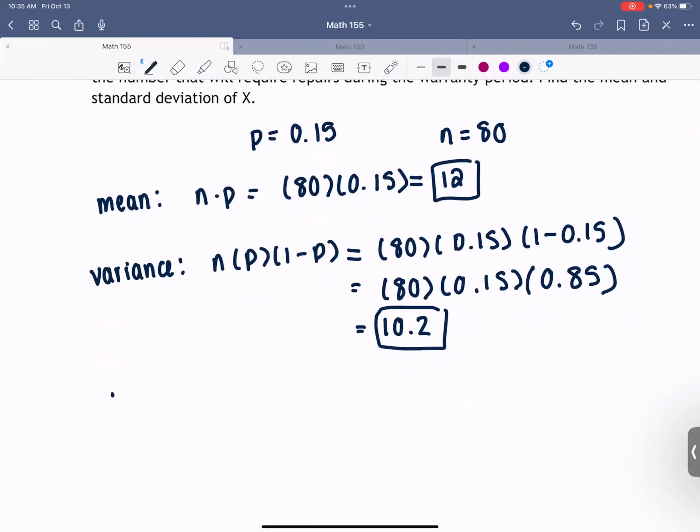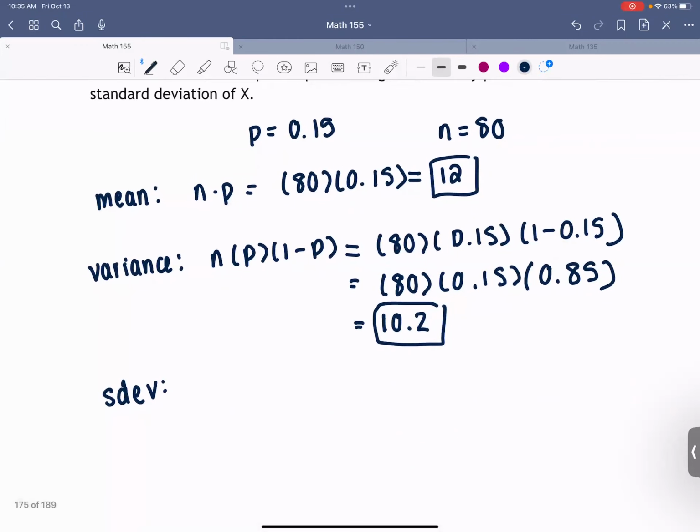Now, that's not the standard deviation, right? What should I do to get the standard deviation this time? Take the square root, just like you're going to do on your quiz. The square root of 10.2, oh my God, it's not 2. It's 3.19.